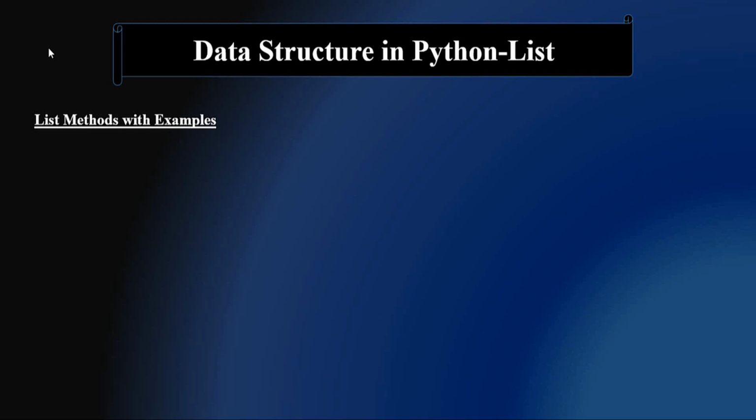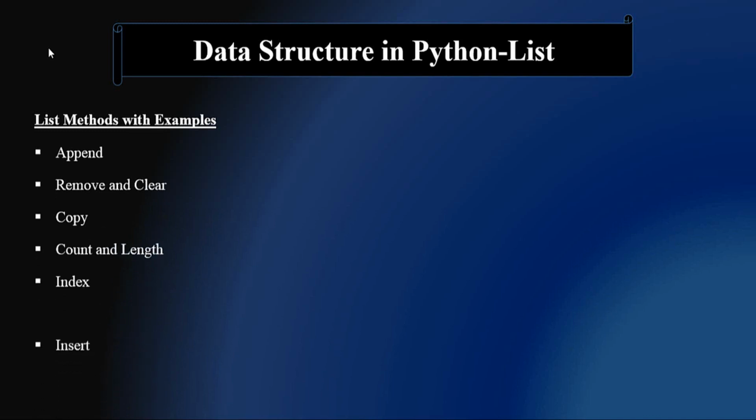But in this class I will share list methods, that is, built-in methods with examples. For example, append, remove and clear, copy, count and length, index, insert, pop, max and min, reverse. So these are different built-in methods. I will provide examples to clear your concept and show what operations you can perform on the list data structure using these list methods. So I open Visual Studio Code.